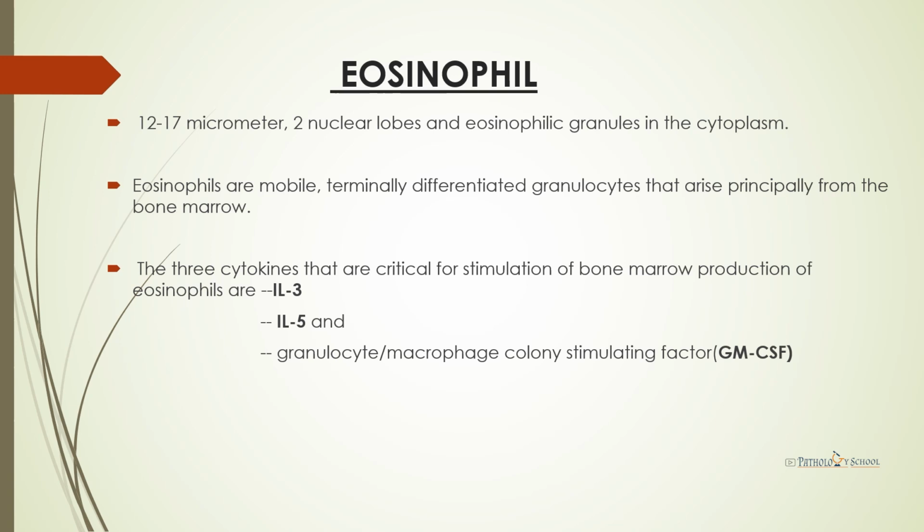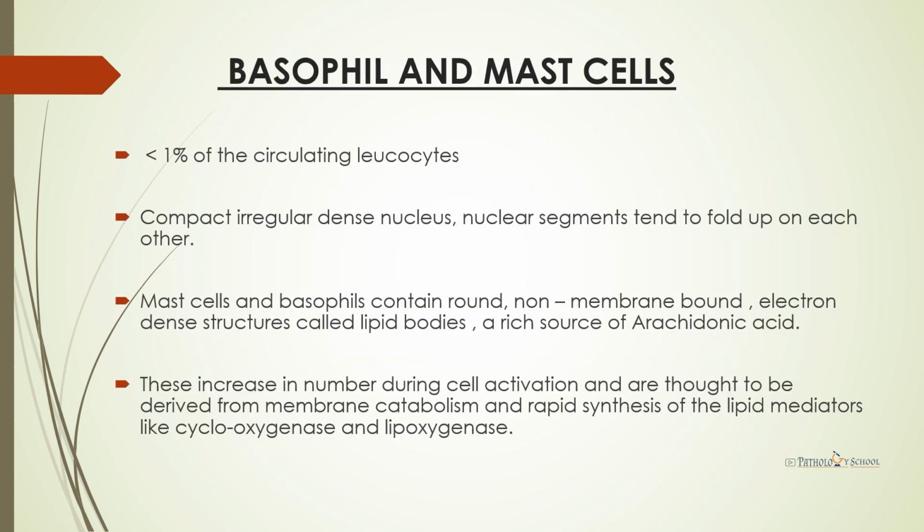The granules of the eosinophil contain the major basic proteins and the peroxidase. The major basic proteins help against helminthic infections. Basophils are less than 1% of the circulating leukocytes. They have a compact, irregular, dense nucleus, and the nuclear segments fold upon each other.